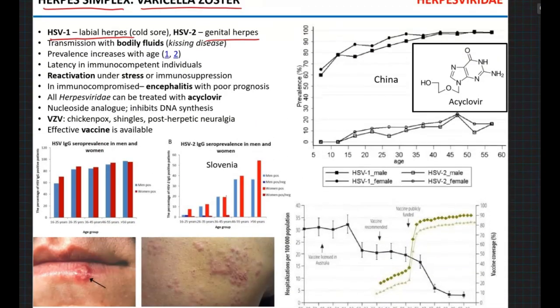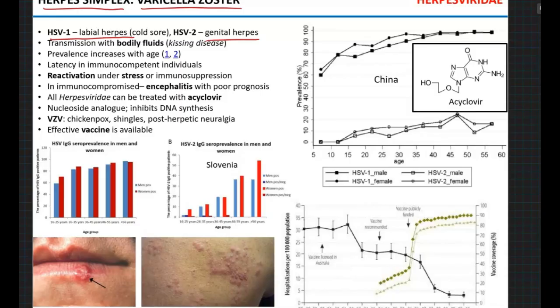Now, all herpes viruses can be transmitted with bodily fluids. We call it a kissing disease. All herpes viruses, well, most herpes viruses are transmitted at an early age among kids who have horrible hygienic habits. Okay? They can be transmitted through saliva, through urine, anything.